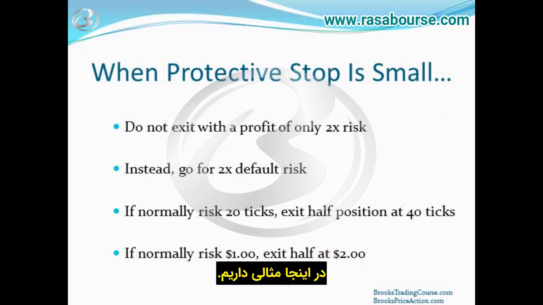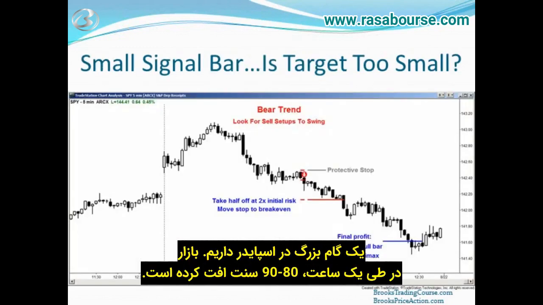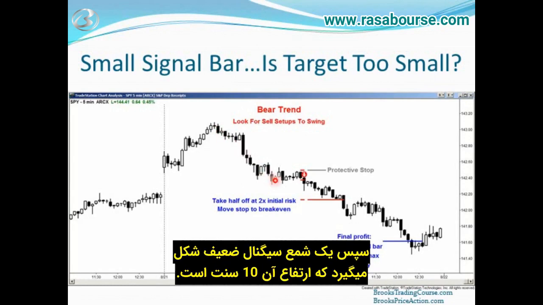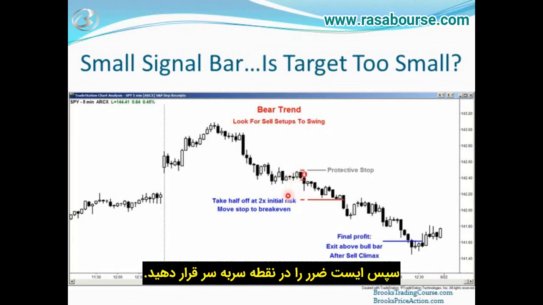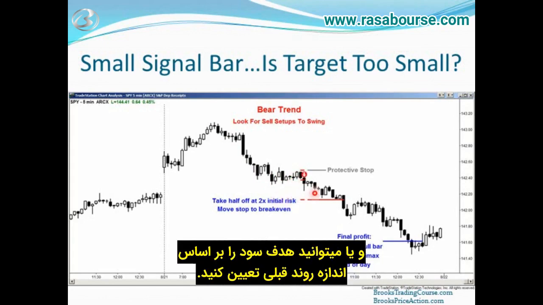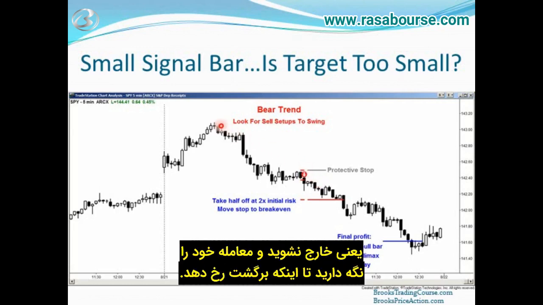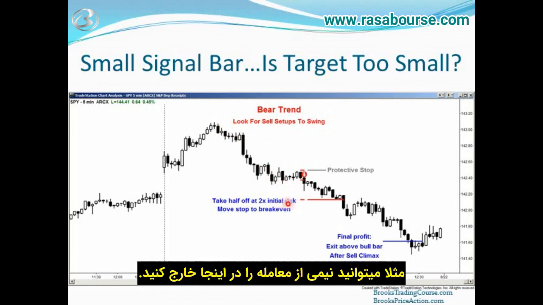So here's an example. We have a pretty big move in the Spider. The market's down about 80 or 90 cents inside of an hour or so, and we have a relatively small signal bar, about 10 cents tall. You could exit at 2 times your initial risk, which would be right here, and then move your stop to break even. Or if you wanted to, you could go to a bigger target based on the size of the trend that occurred before. In other words, don't exit, just hold and wait for a reversal, like maybe possibly exit some over here.